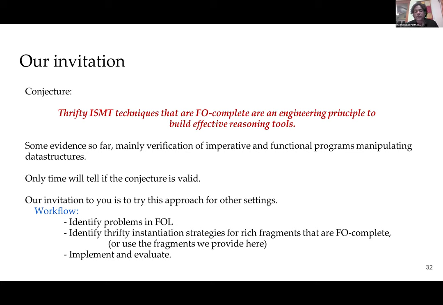Then you identify thrifty instantiation strategies for rich fragments that still give you FO completeness. Or you can use one of the fragments we have provided, the two fragments that we have, and then you can implement and evaluate. And there's a lot of engineering to make sure that you're doing instantiation slowly and reasonably according to the domain, right? And only then will it scale. But this is a reasonable strategy to follow to get first order reasoning for program verification.